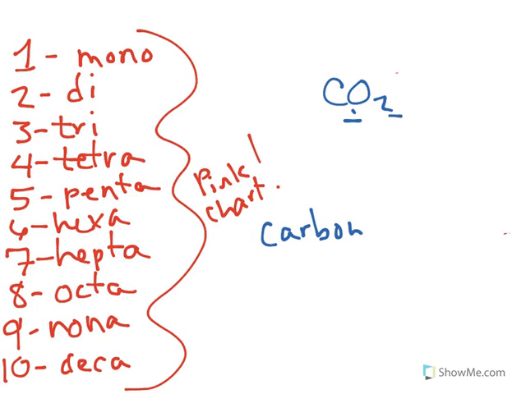And then we have a 2 on the oxygen. The prefix for 2 is di, so we're going to put di. Oxygen becomes oxide. So this is carbon dioxide. Very straightforward. Okay?